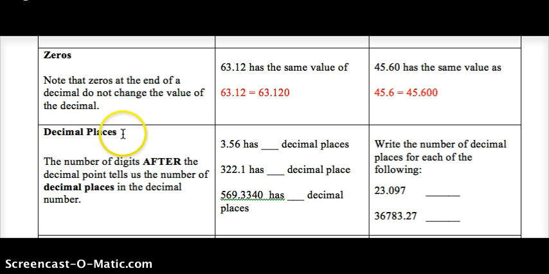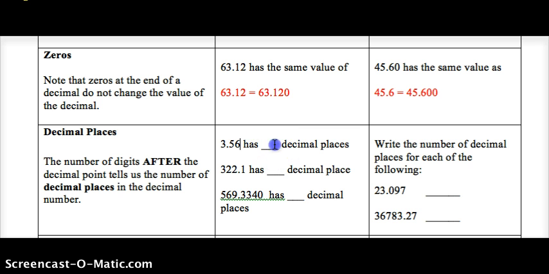Decimal places, what does it mean? We have to count the number of digits after the decimal point. That tells us the number of decimal places in our number. The reason it's after the decimal point is that, remember, before the decimal point you've got the whole number part, and it's not till after the decimal that you have the decimal part of your number. Remember, 3 is in the whole number bit and the 56 is in the decimal part.